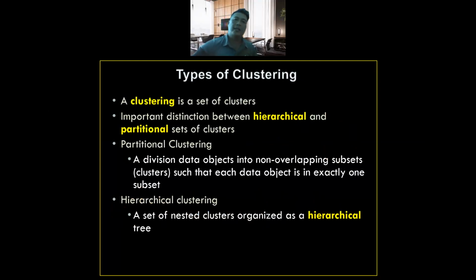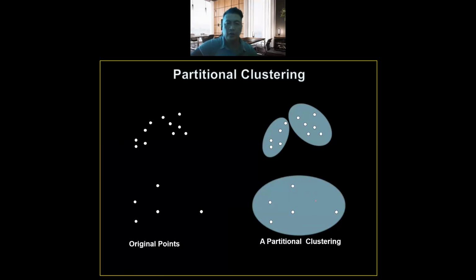So clustering is a set of clusters. We could have two types: hierarchical and partitional. In partitional clustering, we have non-overlapping clusters. In hierarchical clustering, we have overlapping clusters. So this is your original point. This is what we call partitional clustering because there is no overlapping, so each individual item belongs to a single cluster.